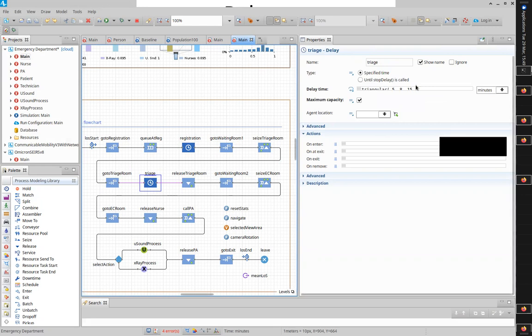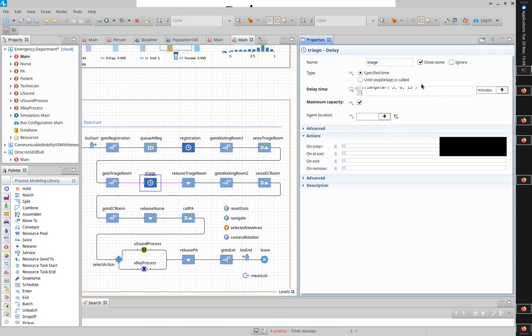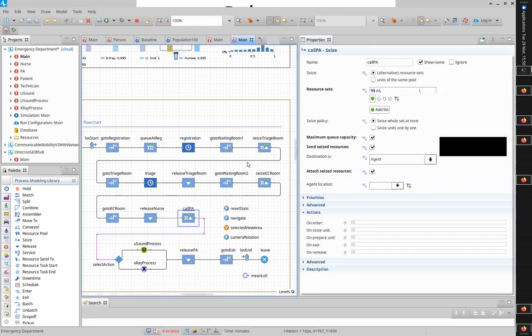This is a delay. This operation will take between 5 and 15 minutes, for example. So here we have a mechanism associated with moving people around, releasing them, seizing resources, et cetera. And then eventually they will leave the facility.